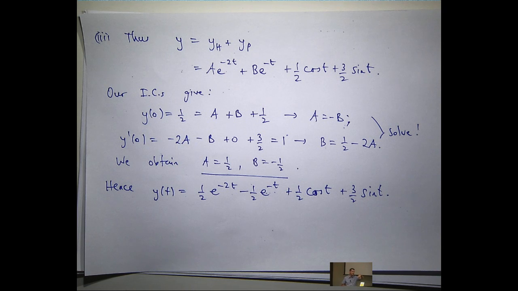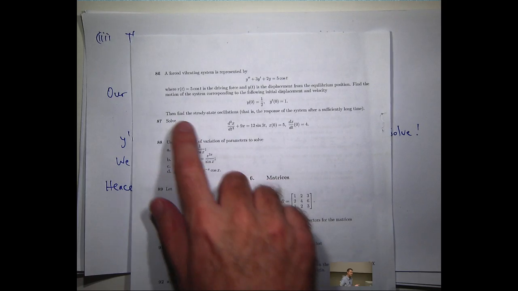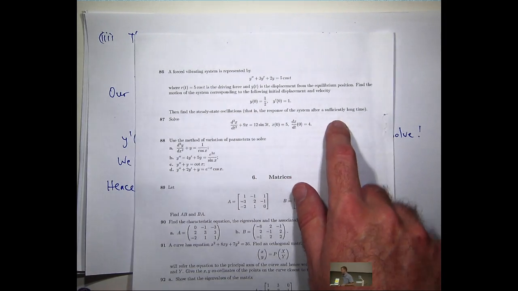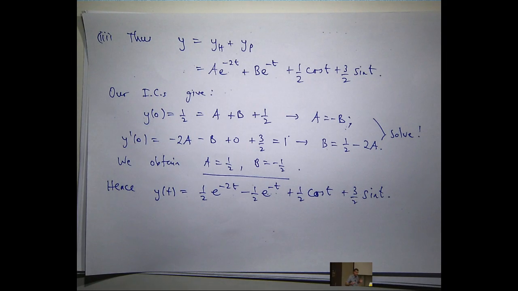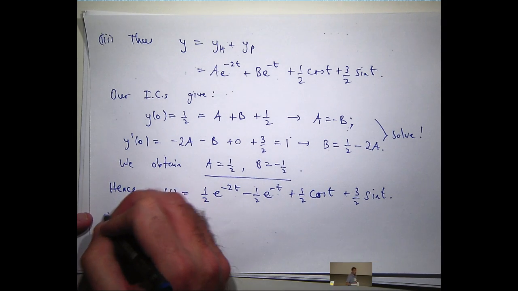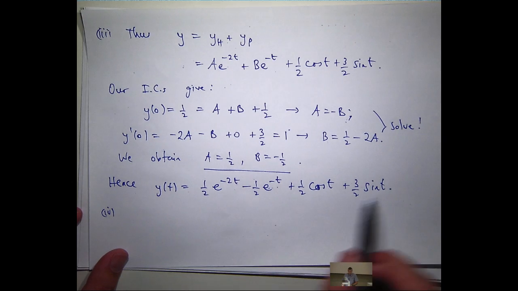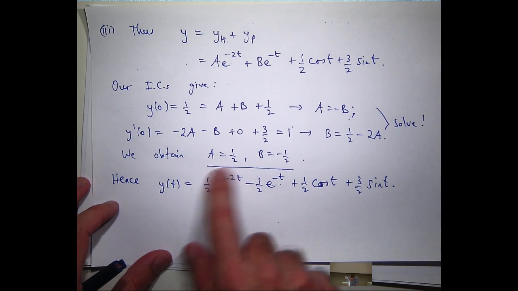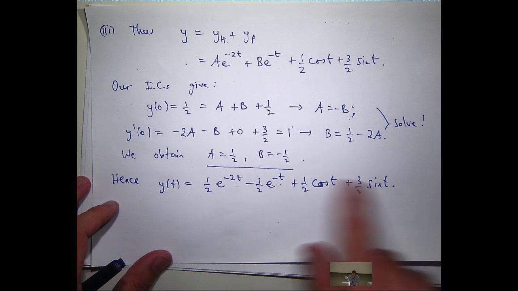Okay, we're not quite finished with this question. The last part says, find the steady state oscillations, that is the response of the system after a sufficiently long time. So I guess this is the last part. Have a look at this solution. What happens as t gets large and positive? Well, this is going to become negligible. This is going to become negligible, and these are just going to oscillate in some sense.